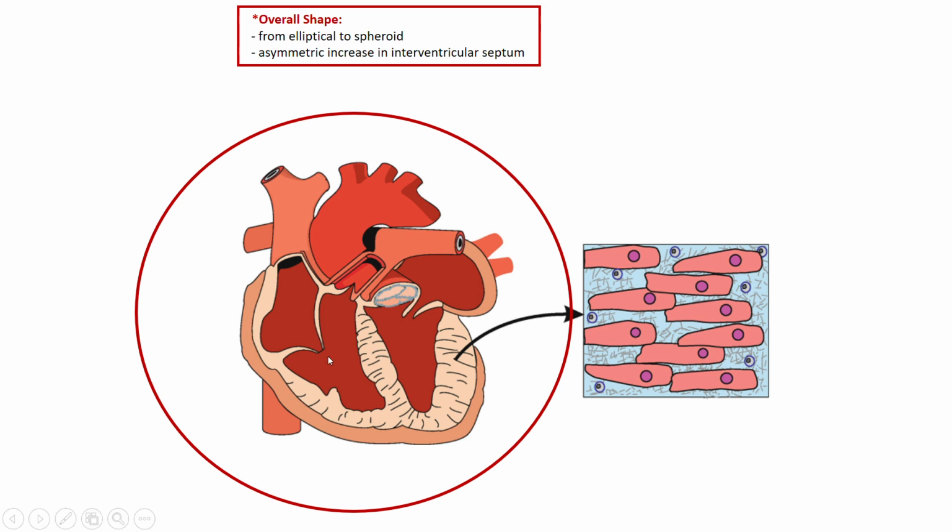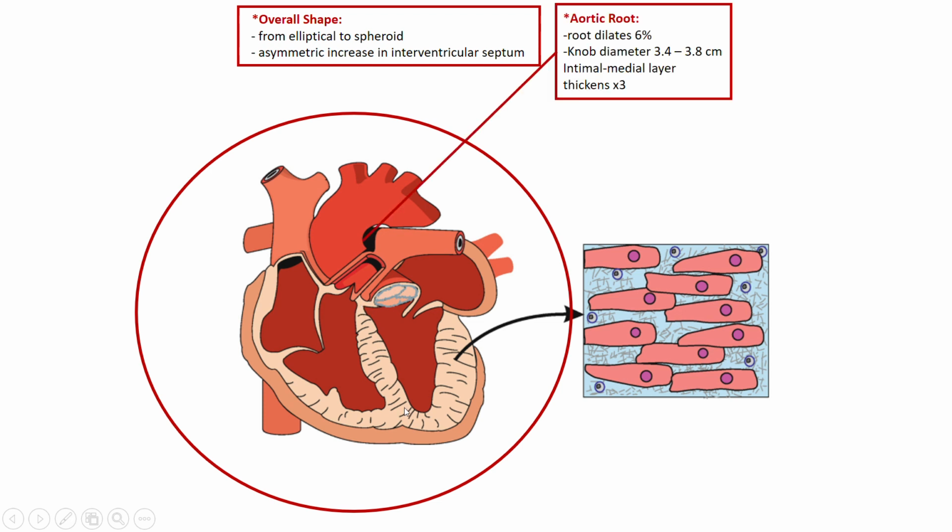This image is not the most accurate image of the heart, however, it's evident. Some changes which occur in the endocardium are a little bit evident. As you can see here, there is asymmetric increase in the interventricular septum. Also about the aortic root, the root dilates 6% and the knob diameter increases from 3.4 to 3.8 cm. Finally, the intimal medial layer thickens 3 times.